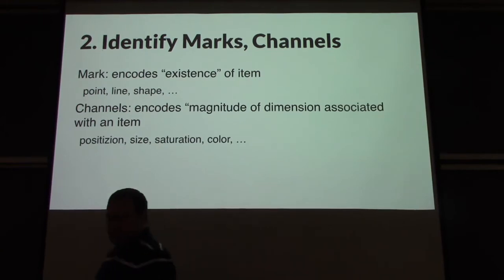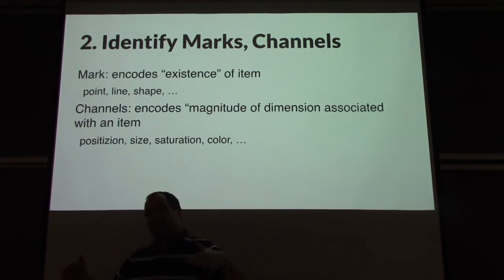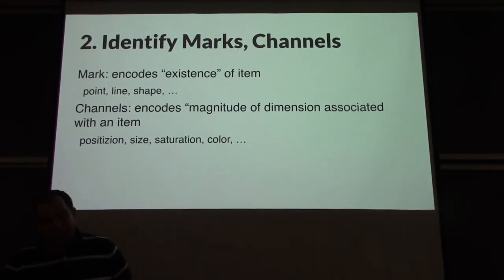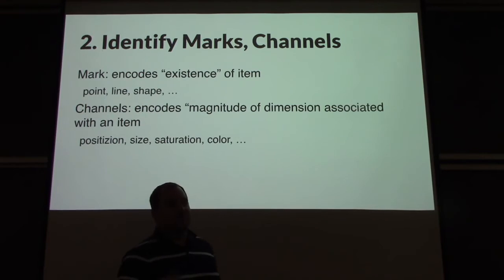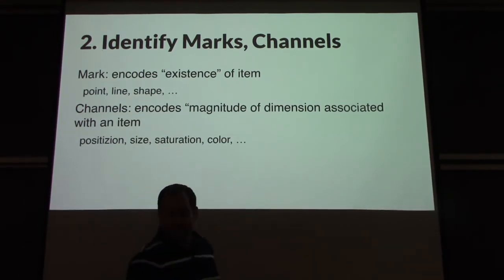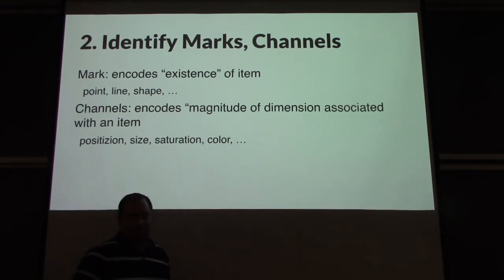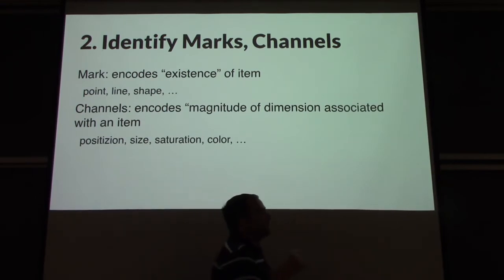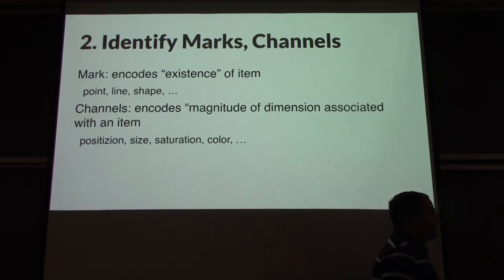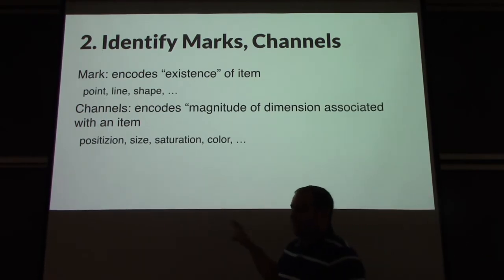The channels encode the magnitude of the dimension associated with an item. Remember, items are the rows in the table, versus the dimensions or the variables, which are the columns in the table. So the mark says there is a row, and the channel says how much of it is there in this particular variable. And then you encode that with the magnitude of the dimension associated with an item. And then we get into all of those visual variables or channels that we've talked a lot about, things like position, size, saturation, and color. So you really need to be able to pick those two apart.